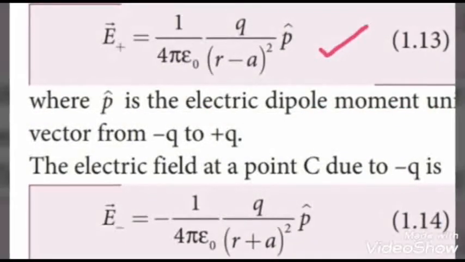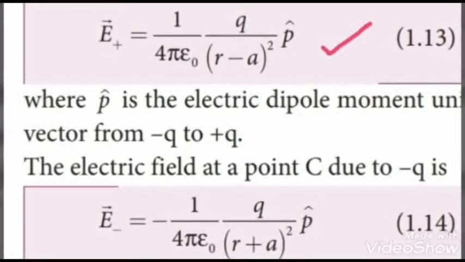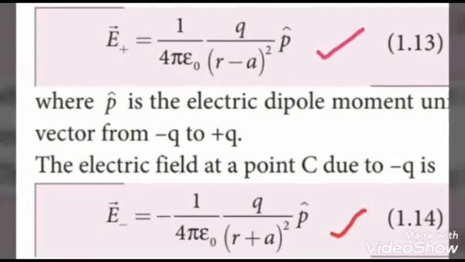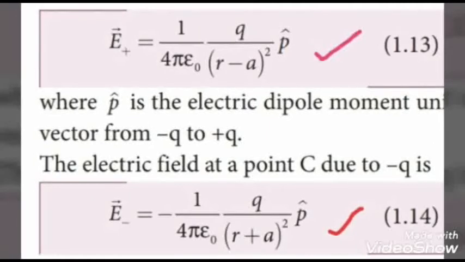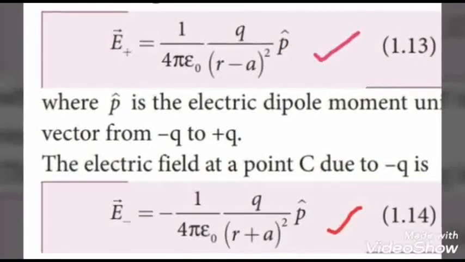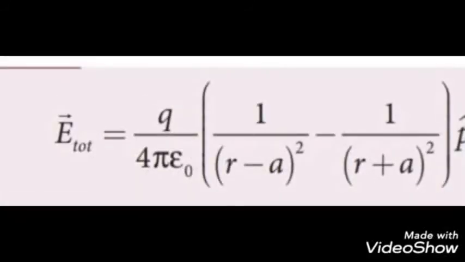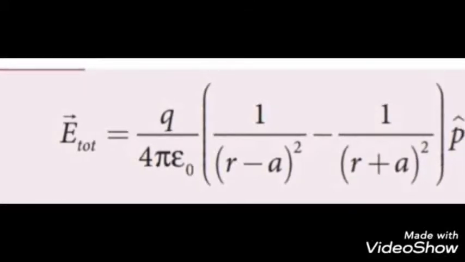This is the formula for electric field at point C due to plus q, and this is the formula for electric field at point C due to minus q charge. Now we calculate the total electric field at point C. This is calculated by the superposition principle of the electric field. So the total electric field is equal to the electric field due to the positive charge plus the electric field due to the negative charge. We add the two equations, and the common term q by 4 pi epsilon naught is taken outside and the remaining terms in brackets.